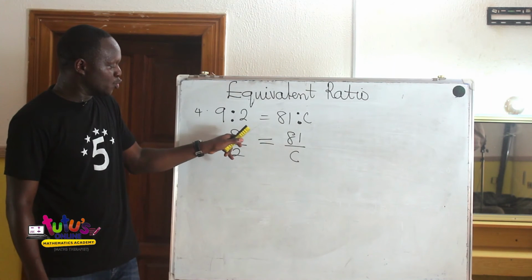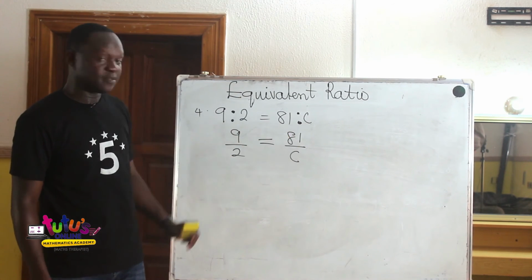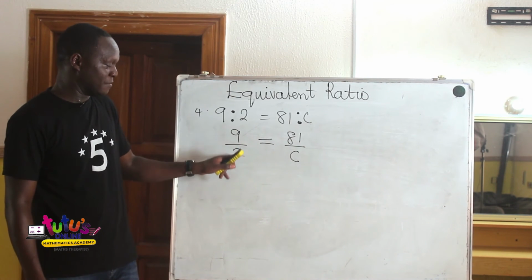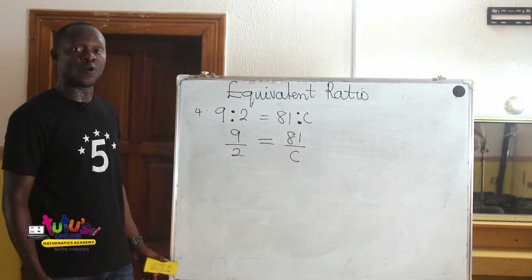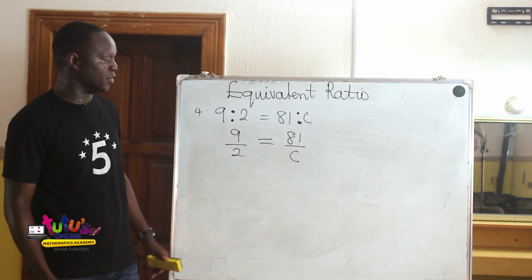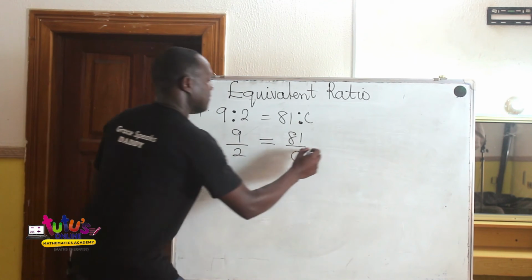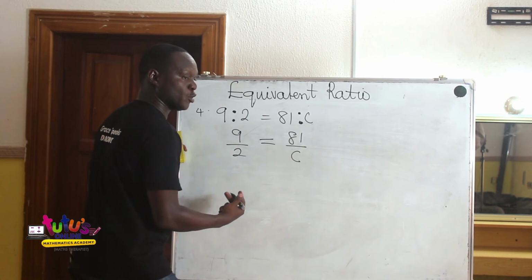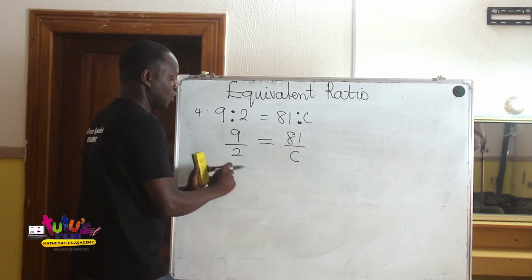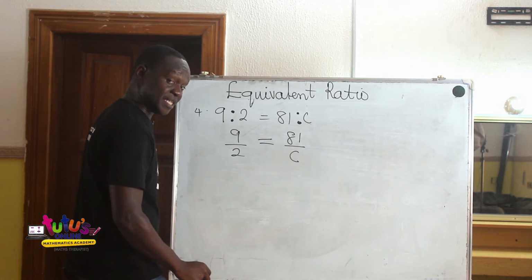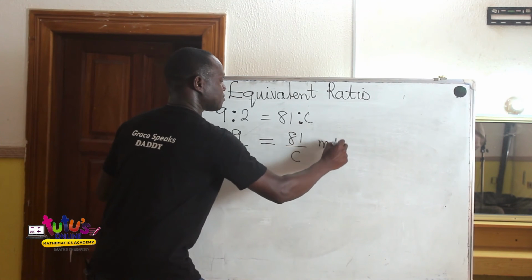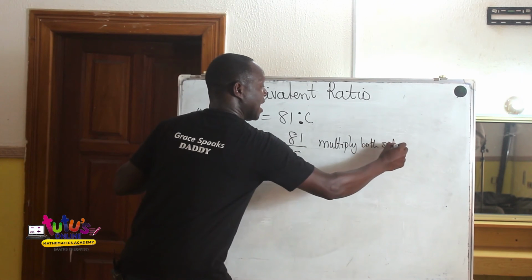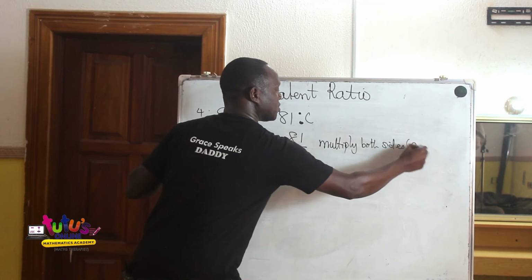So what do we need to do to this number to get this? Multiply 9 by 9 gives you 81. Multiply 9 by 2 gives us this letter. But for solution purposes, how is it done? Our LCM here, remember in fractions, if you can't find the LCM, what do you do? You multiply the denominators. So 2 times C gives us 2C. So multiply both sides by our LCM, which is 2C.